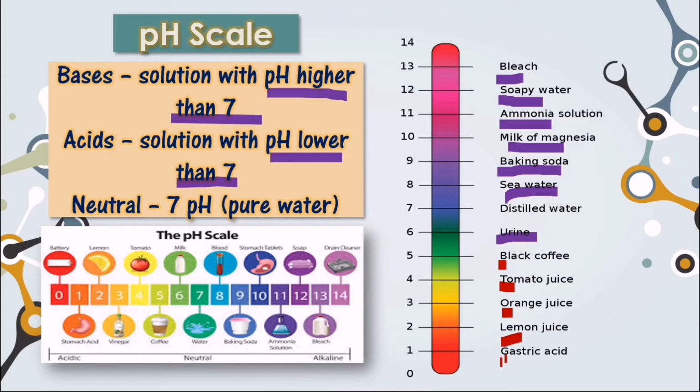Okay? So, neutral lang siya, ang pH is 7. So, ang neutral nato is distilled water or pure water. Ang neutral scale is number 7. Below 7 is an acid and above 7 is base. Okay, kana ato ang scale.